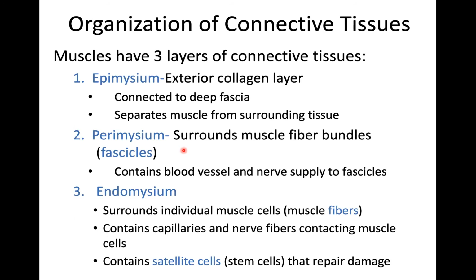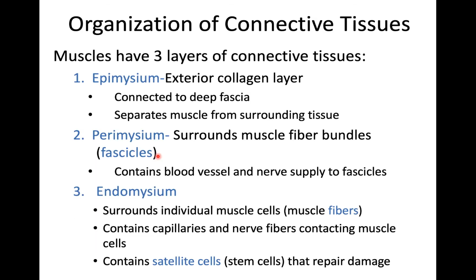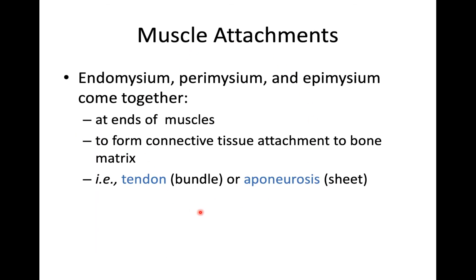Now, when these 3 layers get to the end of the muscle, so you're going to have the endomysium here, the perimysium here, and the epimysium here, they all gather and collect at the end of the muscle into this white structure, which you call a tendon. Now, do you remember what a tendon connects the muscle to? Tendons are connective tissues that connect skeletal muscle to bone. And that's what we have in this slide here, the muscle attachments. They are a combination of the endomysium, perimysium, and epimysium coming together into a bundle that we call a tendon attaching the muscle to the bone.